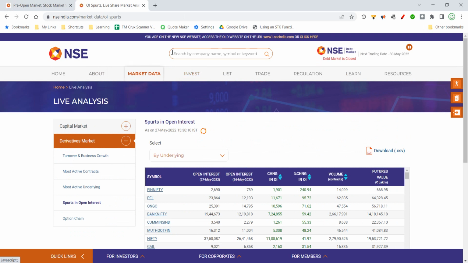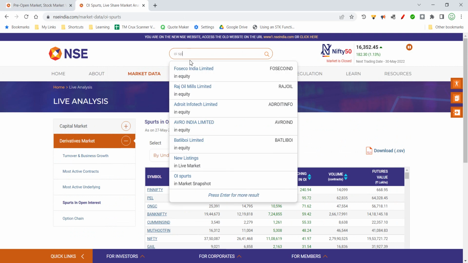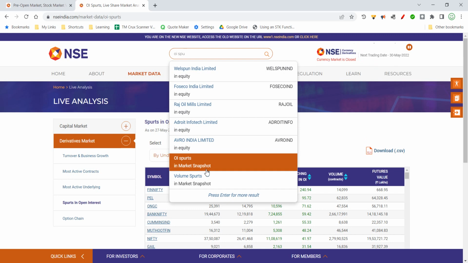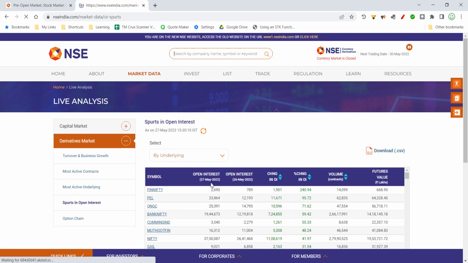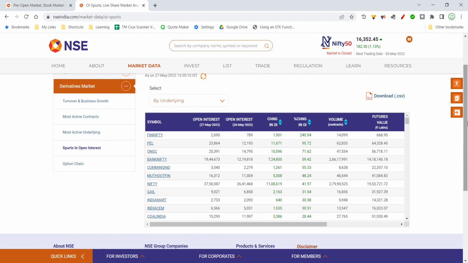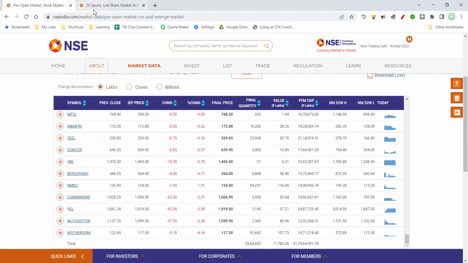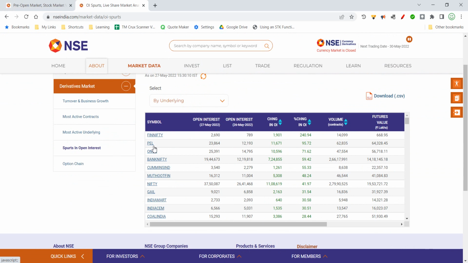Just go to the NSE India website and search for OI spurts. You will find it in the market snapshot, the OI spurts report. Just click on this one and you will find some of the stocks which are common between your previous screen and this screen. Okay, so if you see over here, Piramal Enterprises.